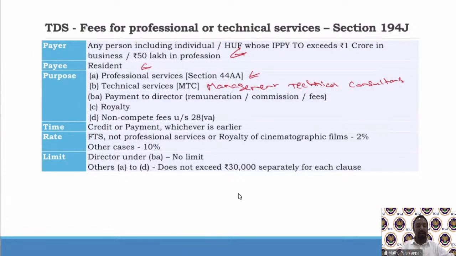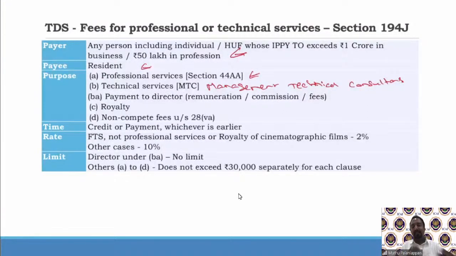And the next one is royalty. Royalty is typically the right you get to use a particular invention or something. And then the last one is non-compete fees. Non-compete fees is something that would have been covered in your profits and gains of business or profession, which is discussed in section 28, clause 5A.